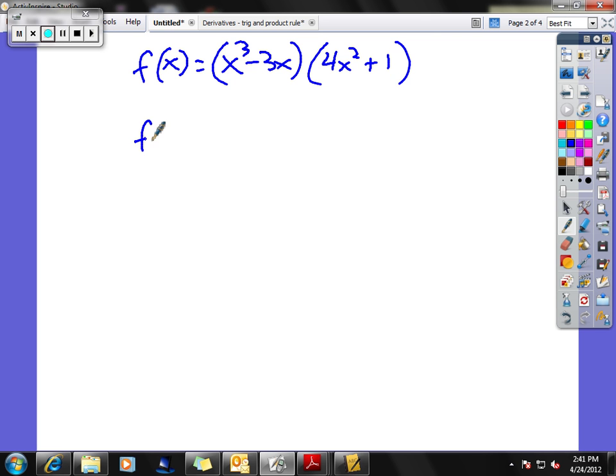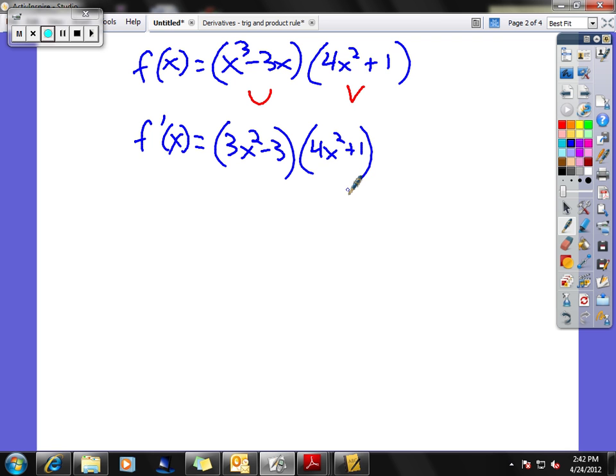So f prime of x. Now I have two functions that I'm multiplying together, so I'll call this one u and this one v. And so u prime is 3x squared minus 3, times v the way it is, 4x squared plus 1, plus v prime, which is 8x, times u the way it is, x cubed minus 3x. Now that could be simplified.